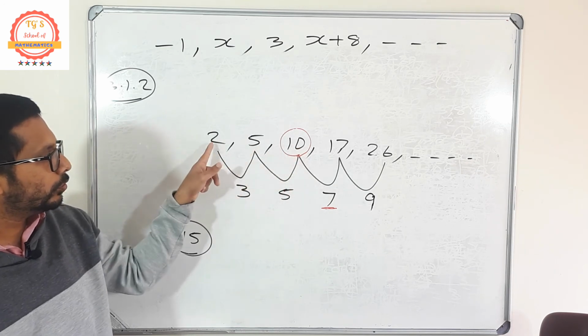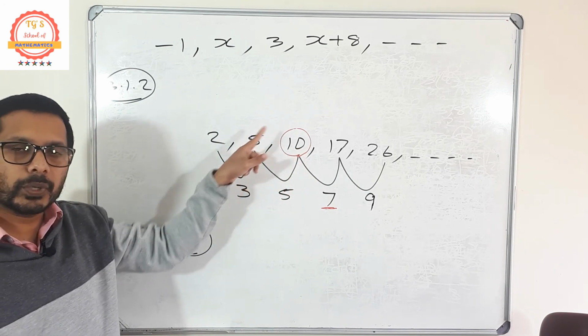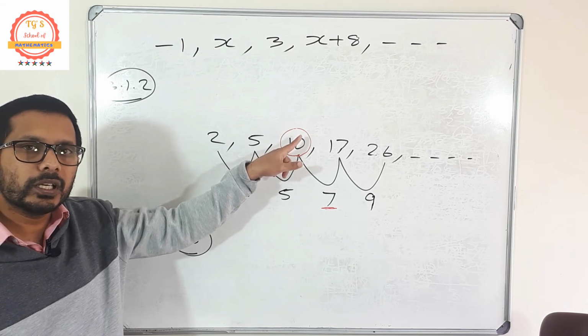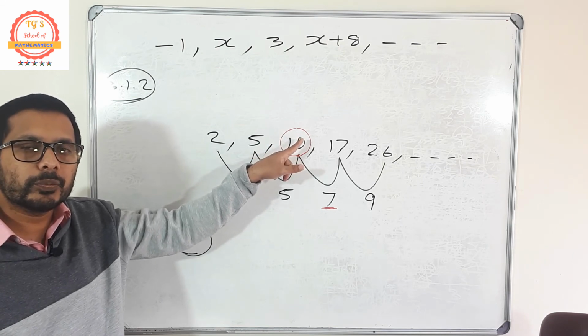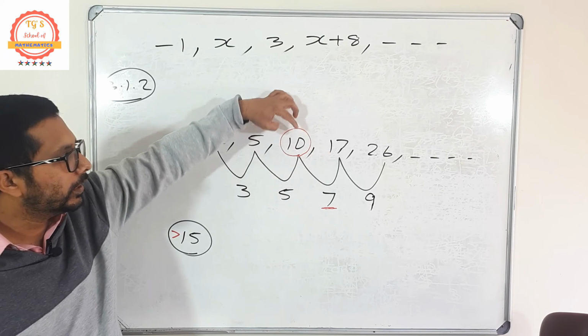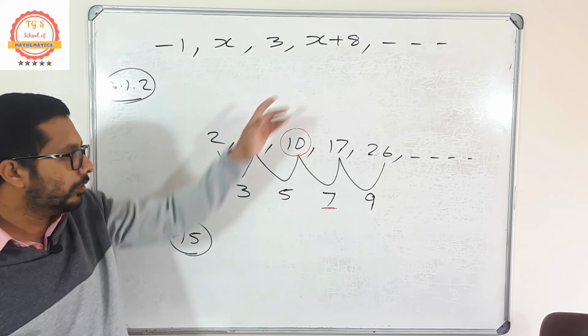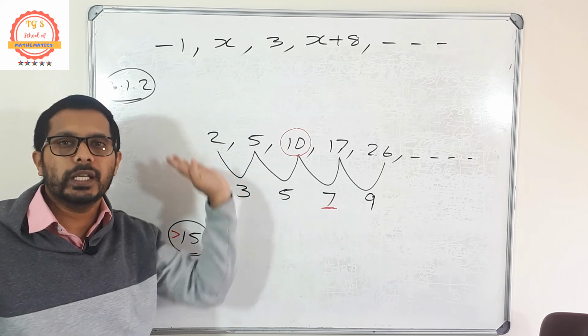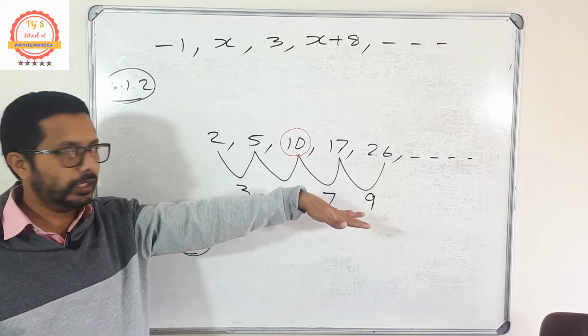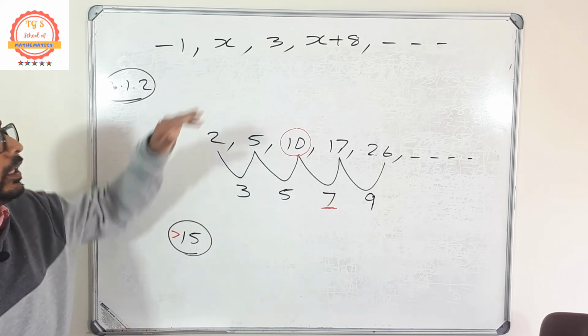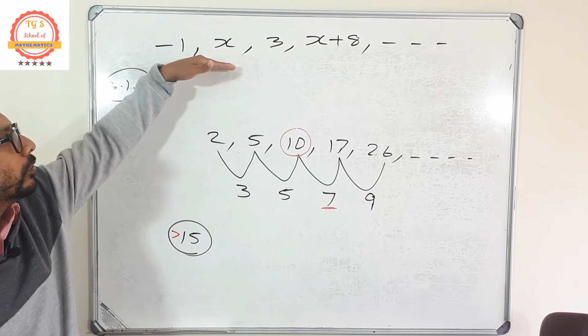Okay, so now look at this one. 2 plus 5, 7. 7 plus 10, 17. That means it's already greater than 15. That means which one is the first term? This 10 is the first term in the quadratic sequence where the sum is greater than 15. Okay, so like that in this question. Now we have to go back to our question.